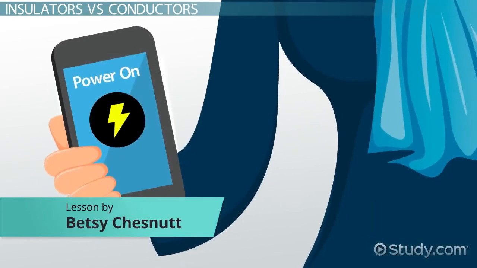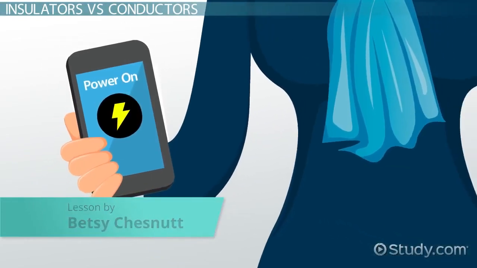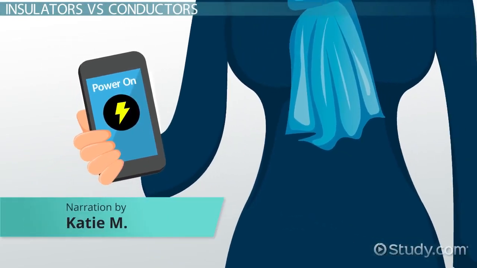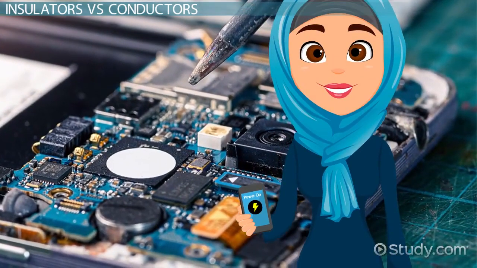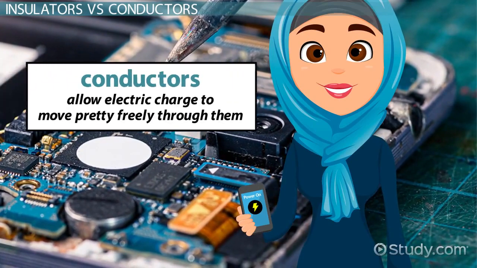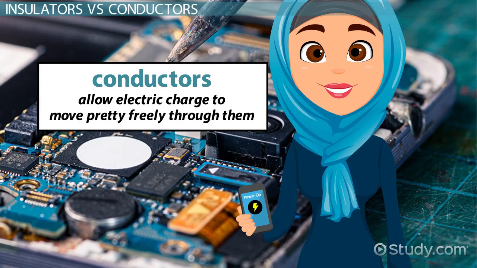When an object acquires some excess charge, what happens? Does the charge stay where you put it, or does it move? Well, that depends on what type of material the object is made of. Certain materials, called conductors, allow electric charge to move pretty freely through them.